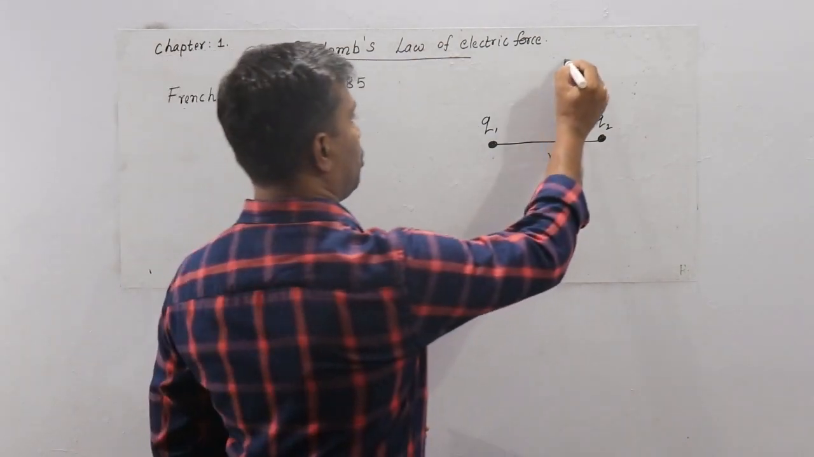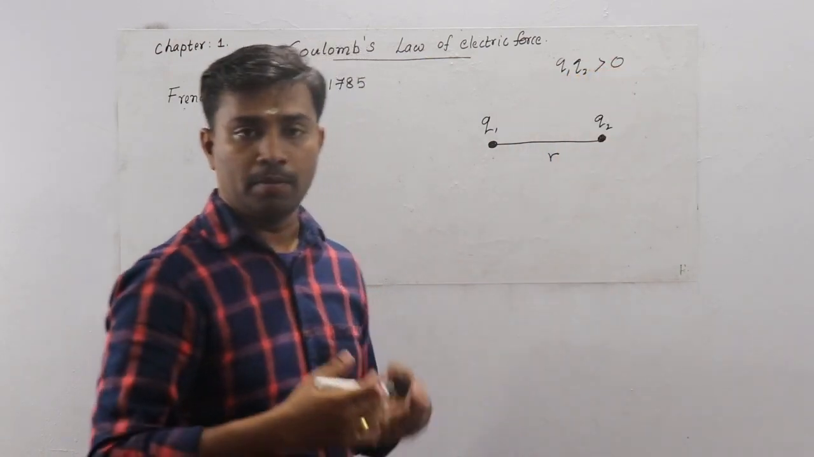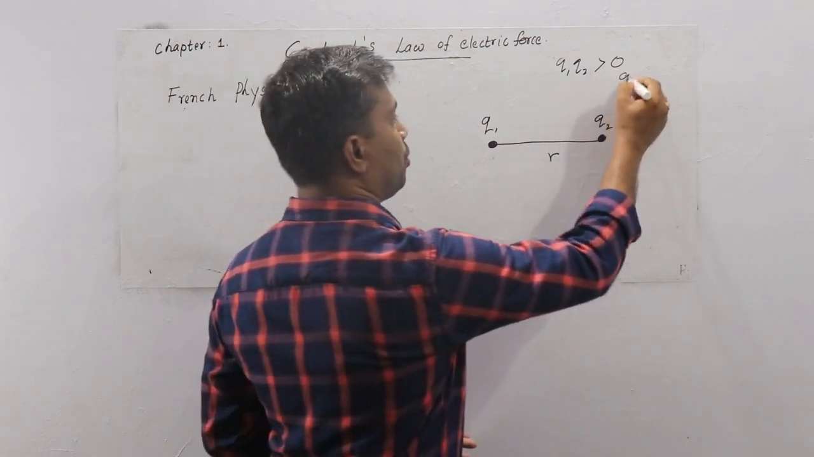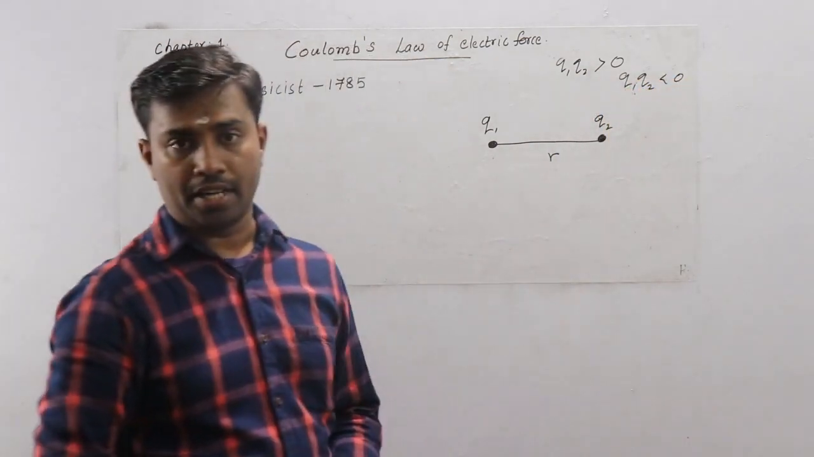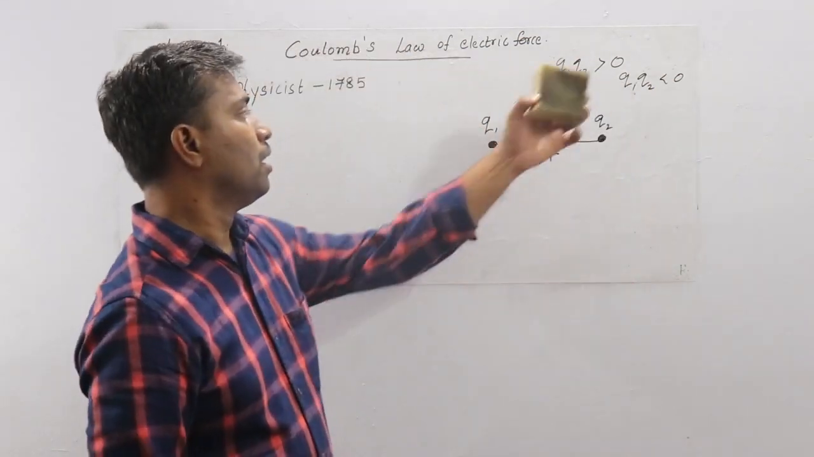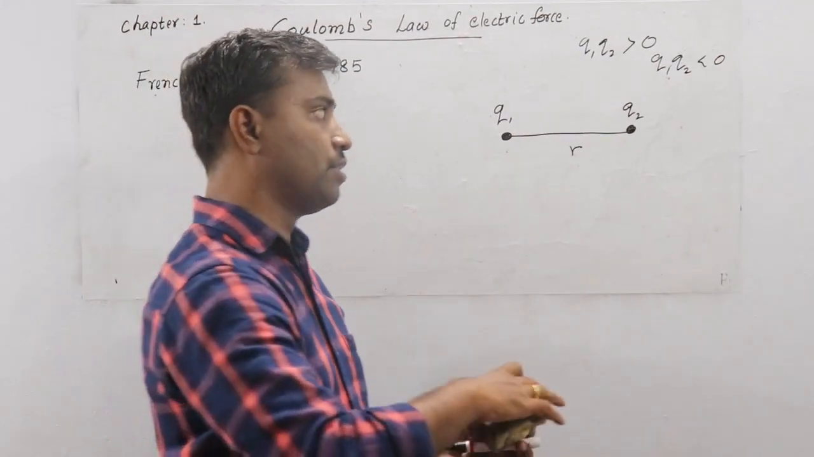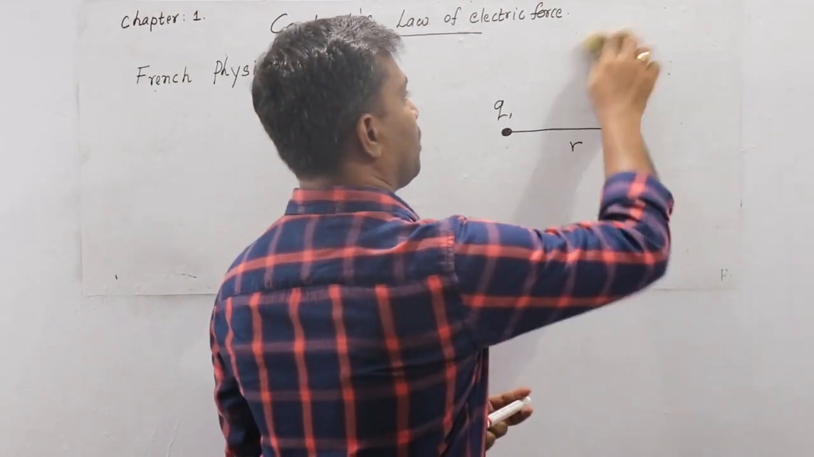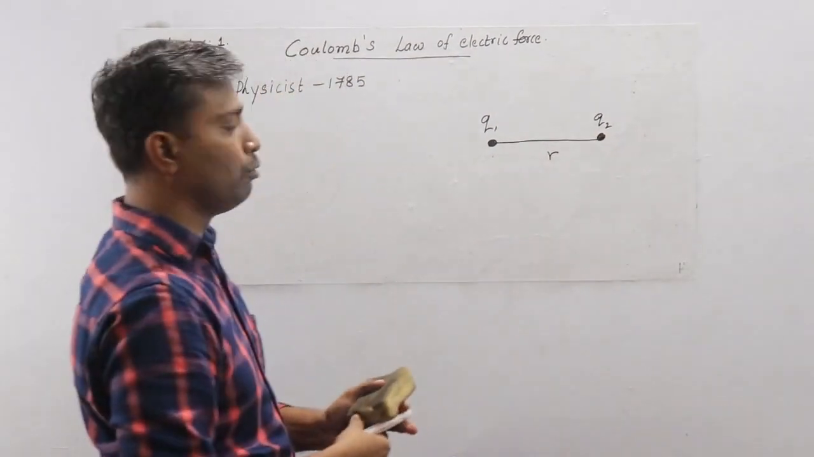If Q1 Q2 is greater than 0, the force will be repulsive. If Q1 Q2 is less than 0, the force will be attractive. So here there will be a force of interaction according to Coulomb.